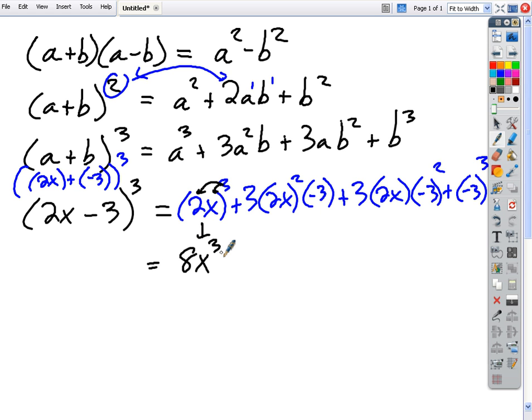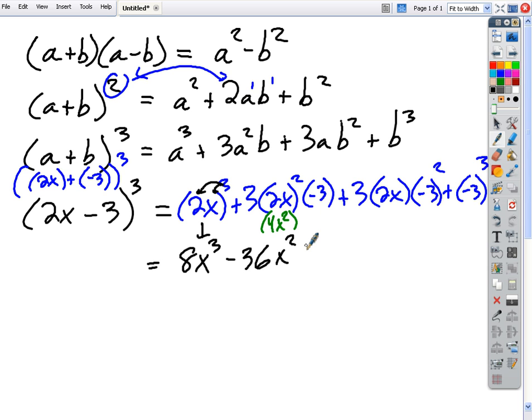Now, what about this next term? The 2x quantity squared is really going to be 4x squared, isn't it? So 3 times 4 is 12, times negative 3. Negative 36x squared. Okay, good. So the number part is negative 36, and then we get an x squared.